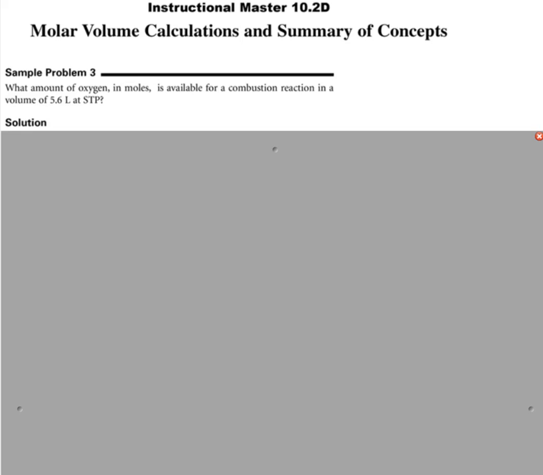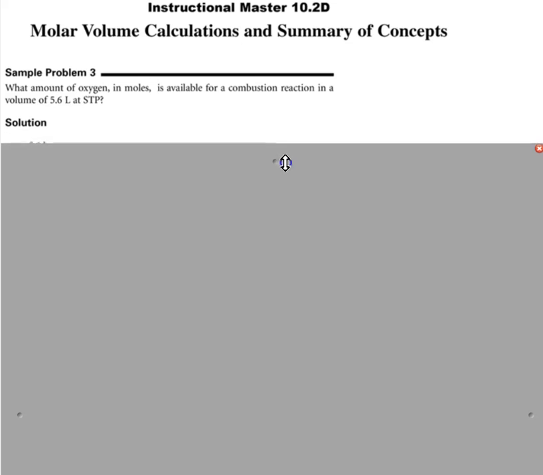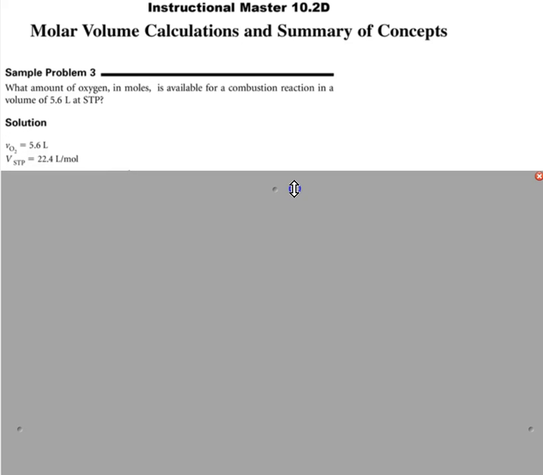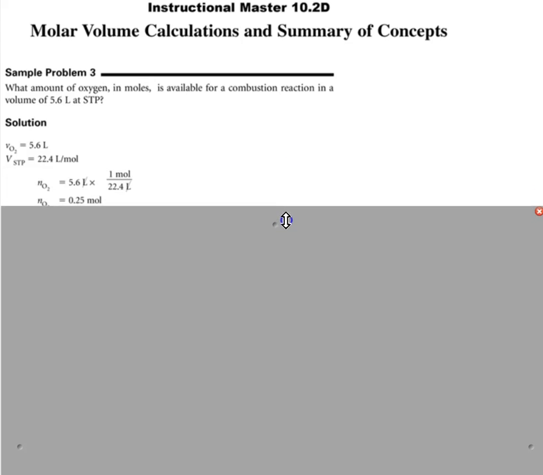I'd like to go through a couple more sample problems here just to reinforce this concept. This one here: what amount of oxygen is available for a combustion reaction in a volume of 5.6 liters? So what amount there in moles? Well, if the 5.6 liters is oxygen, then we know that it's less than 1 mole because the molar volume at standard temperature and pressure is 22.4 liters. So we can just do a simple comparison of the molar volume to the actual volume that we have. And here again, the conversion is just multiplying by an equivalence, that there's 1 mole for every 22.4 liters, and we can directly convert liters into moles that way.